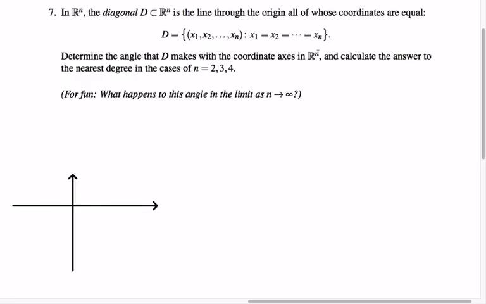So in 2-dimensional space, the xy plane, what does the diagonal look like in R2? Yeah, it's just the line y equals x. So it's this 45 degree. Oh, I just spoiled the answer. So here's D. This is D in the case where the dimension is 2. And so the question is just, what is the angle made between D, the diagonal, and the coordinate axes? So I'm going to call this angle theta.